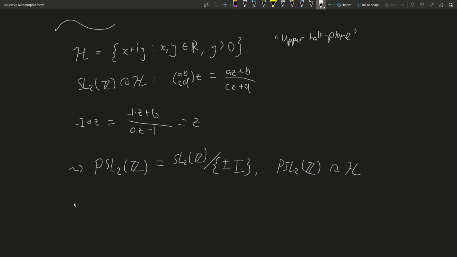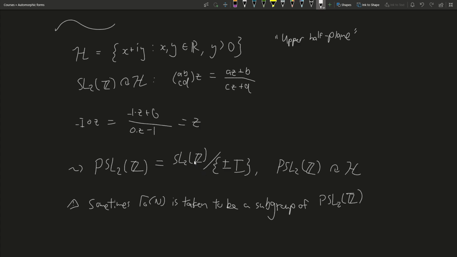And the reason why I mention this is because I want to give a warning, which is that sometimes the subgroup gamma naught n is taken to be a subgroup of PSL2Z. And when people do this in the literature, it'll lead to certain factors of 2 appearing, because essentially you have half as many elements in some sense.